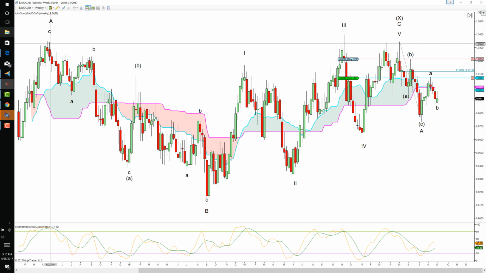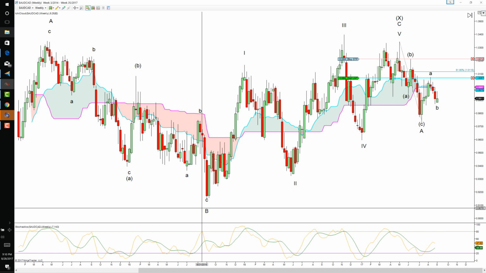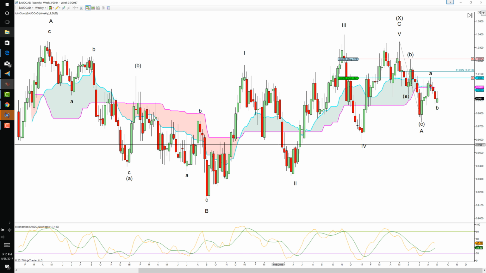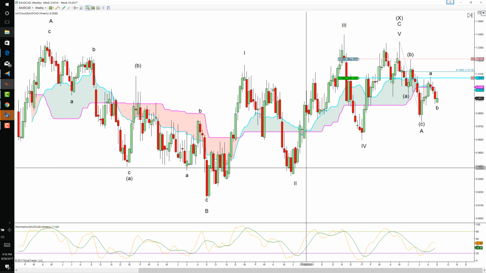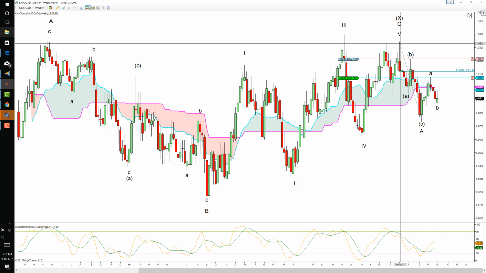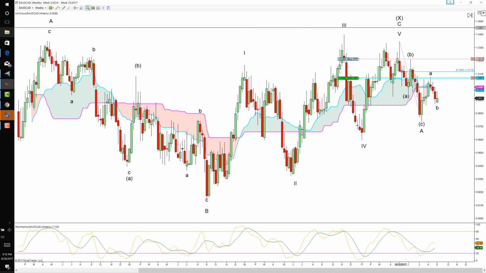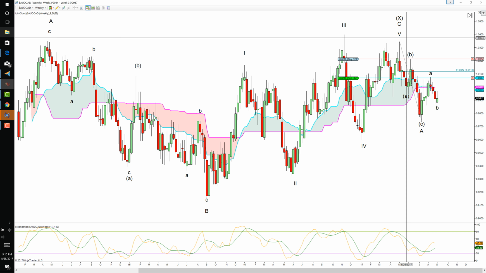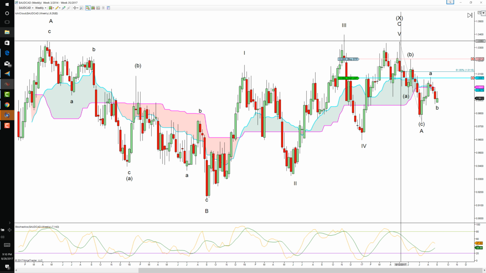Now, if this is the A over here, and this is the B, well, you can clearly count 3 moves right here for X. So instead of this being a 1, this will be A, this will be B, this will be C for X. And instead of me counting a truncated wave 5 of X, it will be an ABC for X, because X moves in 3 waves. Although wave C of X can move, and often does move, in 5 waves.